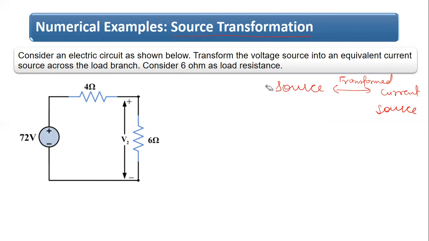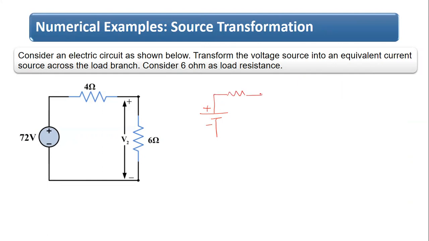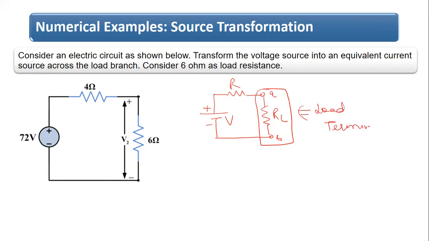Now to transform the two types of sources into one another, for example, if you want to transform a voltage source into a current source, the basic condition that is required is that the voltage source must have a resistance in series connected to it, apart from the load terminals. So these are the load terminals. Apart from these, this particular circuit diagram can be transformed.